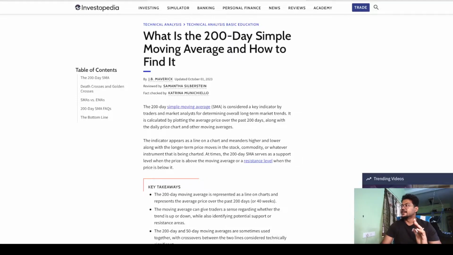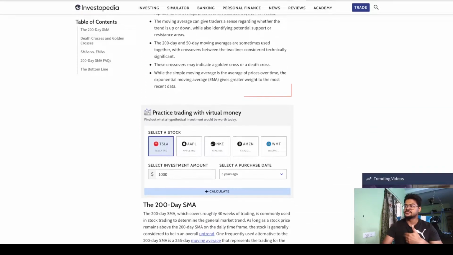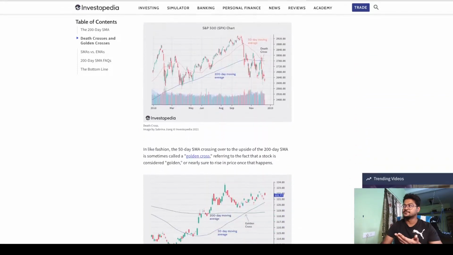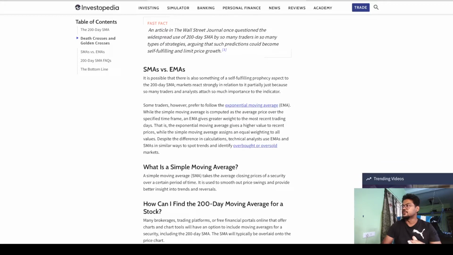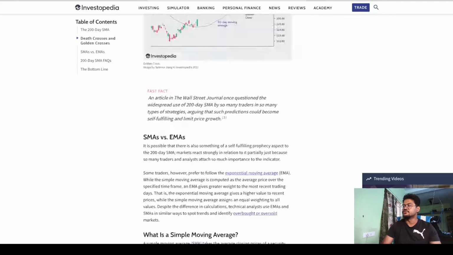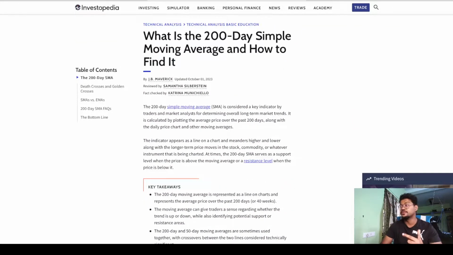So here you can see the definition of the 200 days simple moving average. It is talking about simple, but we will use the exponential. And you can see the place where it is mentioned about the death cross and golden cross. We are going to go through all these things in detail and how we can implement them. So SMA, EMA, everything is mentioned. I will share this link in the description section. You can go through it. Now let me directly take you to the charts and help you understand in a practical way.